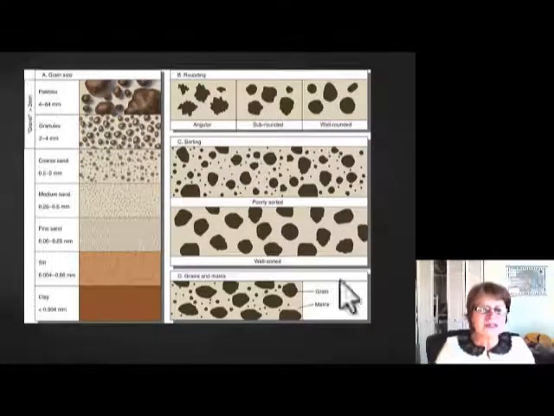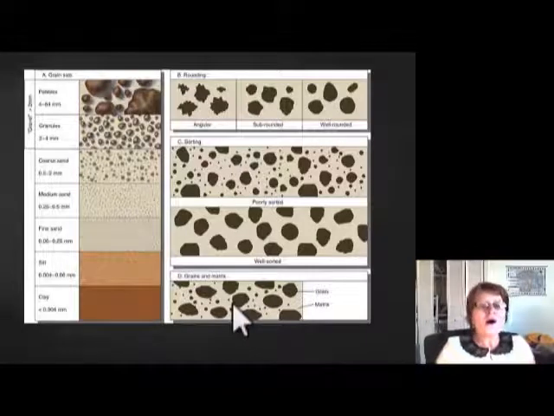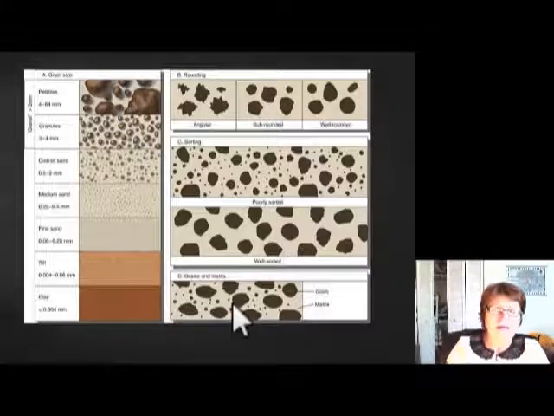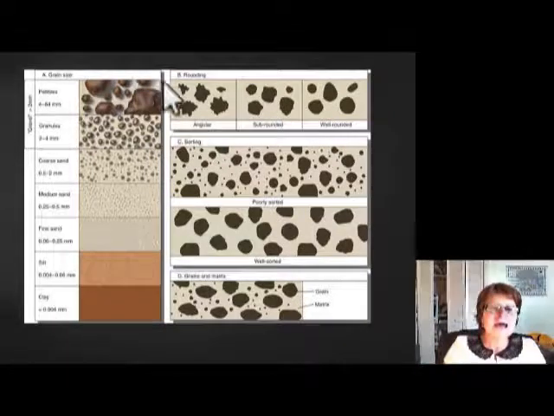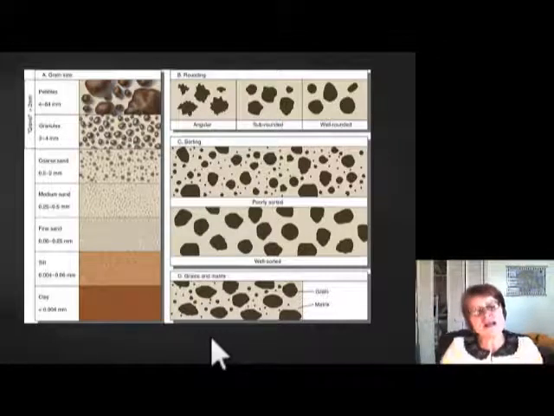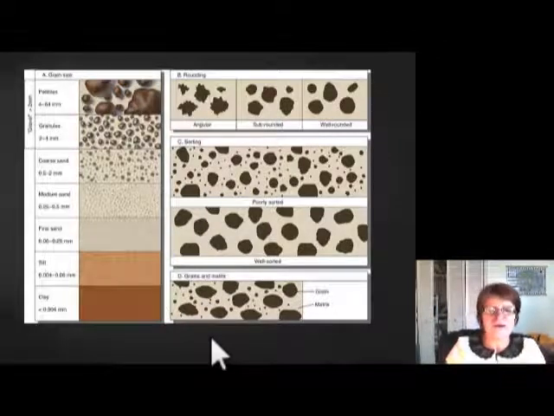So this here is just a little card which I will have for you in the lab too when you have to define your rocks. And this shows you all the things: the grain size, the shape of the grain, the sorting. So it helps you to tell what kind of rock you have here.